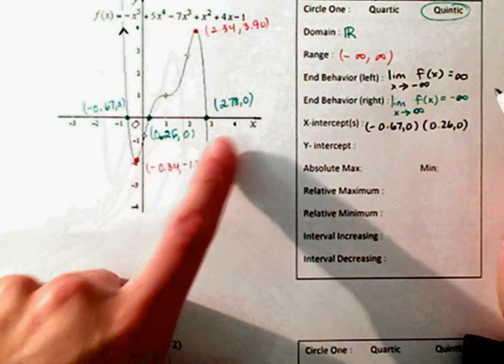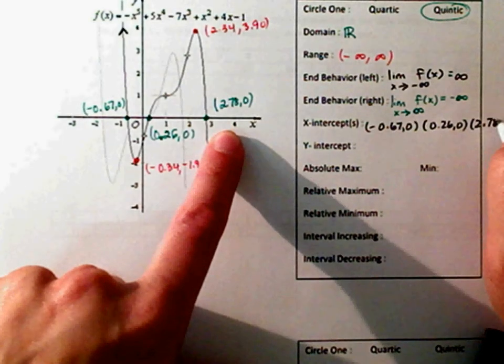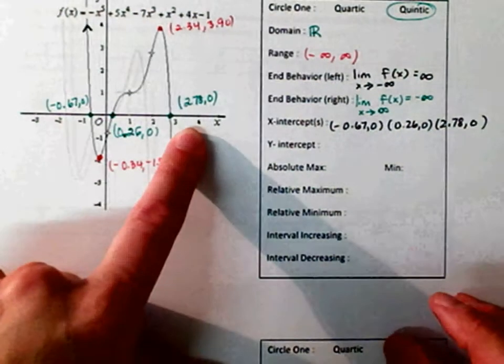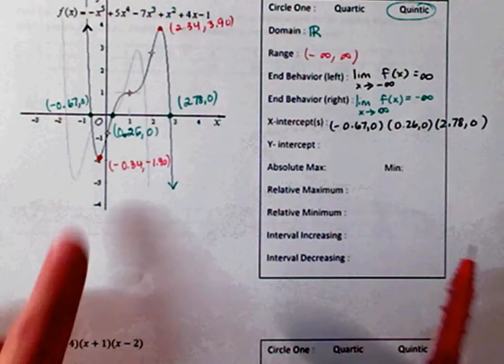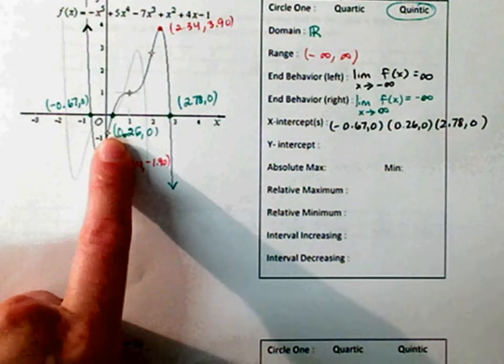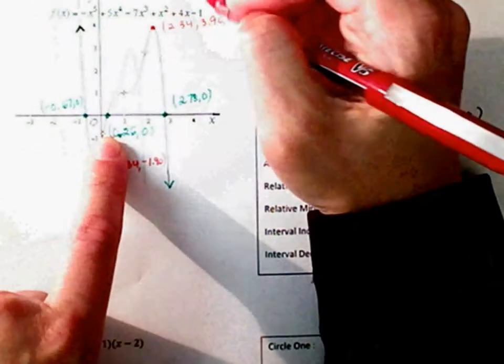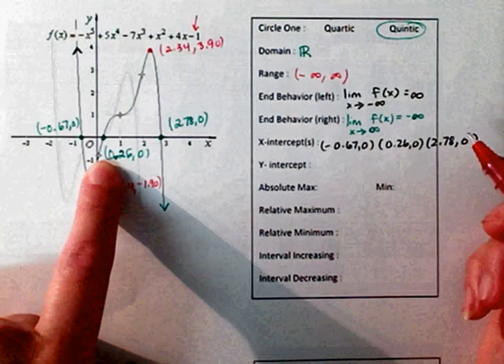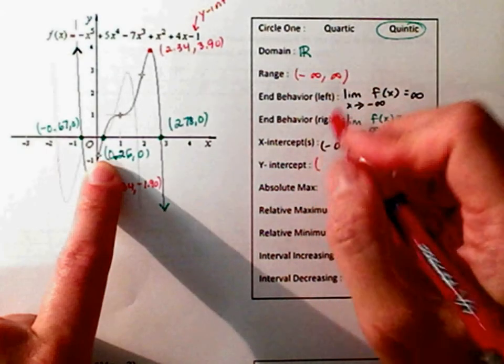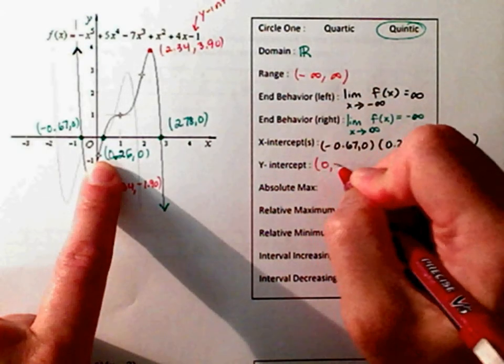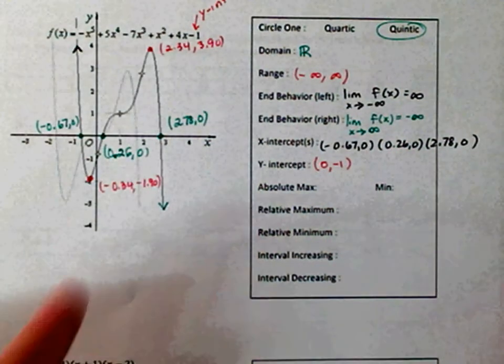Another one, 2.78, comma 0. Okay? Your y-intercept, where are you crossing the y-axis? That is the one thing I did not look at. However, you got an equation. This right here is always going to be your y-intercept. Okay? So your y-intercept is at 0, negative 1. That's what that point is.